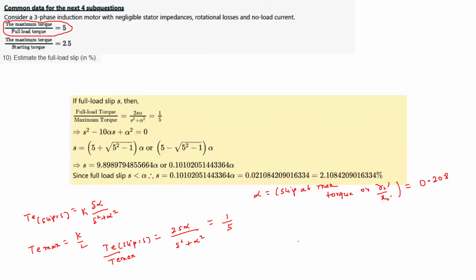In this equation, we have to solve for S. So we have S square plus alpha square minus 10 S alpha. I'm writing directly, so this becomes minus 2.08 S, because I'm substituting alpha.